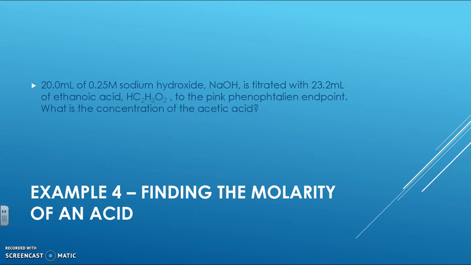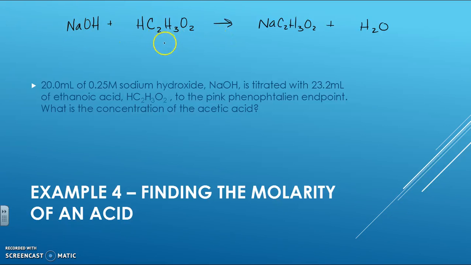Okay, the next one says finding the molarity of an acid. So on this one, they're talking about something being titrated. Now we haven't gotten acids and bases yet, but that's just talking about an acid-base reaction. So we've got sodium hydroxide, and that's reacting with ethanoic acid, or acetic acid, same thing, and it's going to give us NaC2H3O2 plus H2O. And look, it's all balanced already. Yay! Okay, so we know that we've got this solution and we're reacting it with this, and they want to know what's the concentration of this.